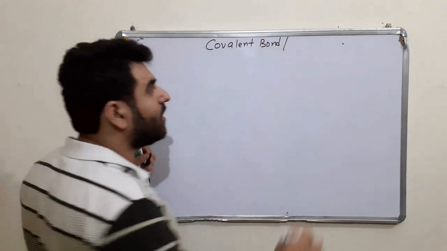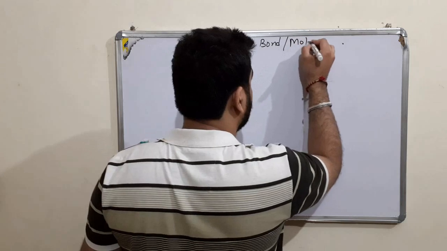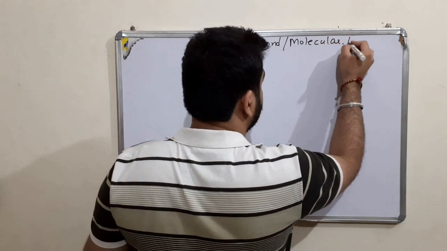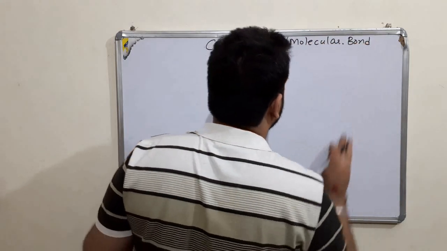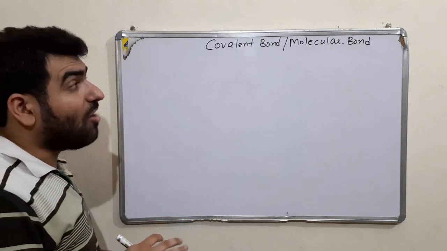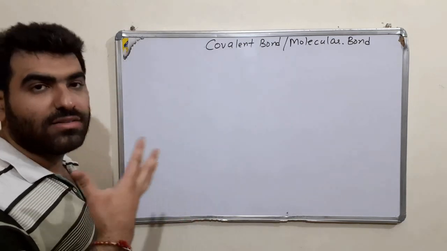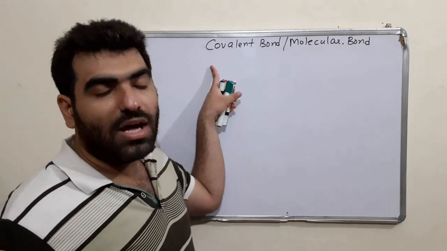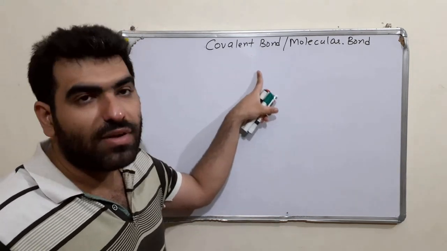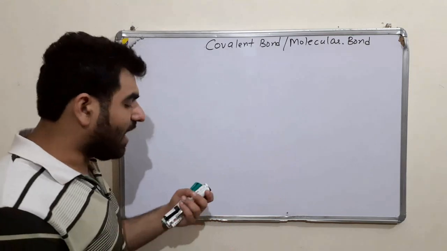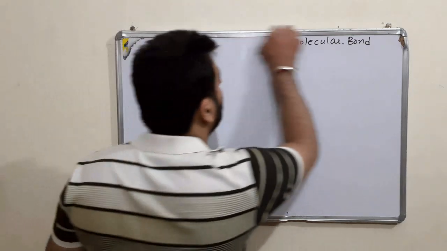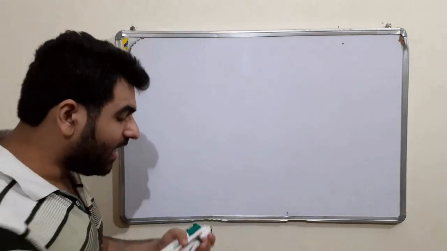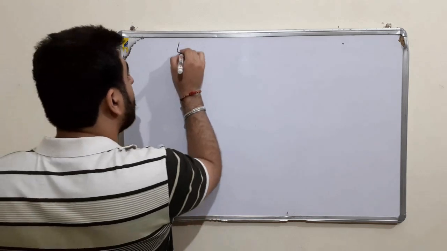Covalent bond is known as a molecular bond. Till now we haven't discussed how strong or how weak an electrovalent bond is, or how strong a covalent bond is. That we'll discuss in the extra part. Alright, there is one important thing that we missed in the electrovalent bond.